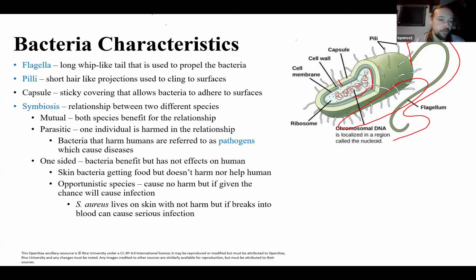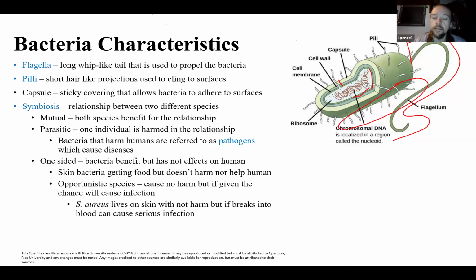It's a worse infection. And then a lot of bacteria like to do symbiosis with organisms. So a symbiosis is a relationship between two different individuals. So you have mutualistic, parasitic, and then one-sided commensalism.